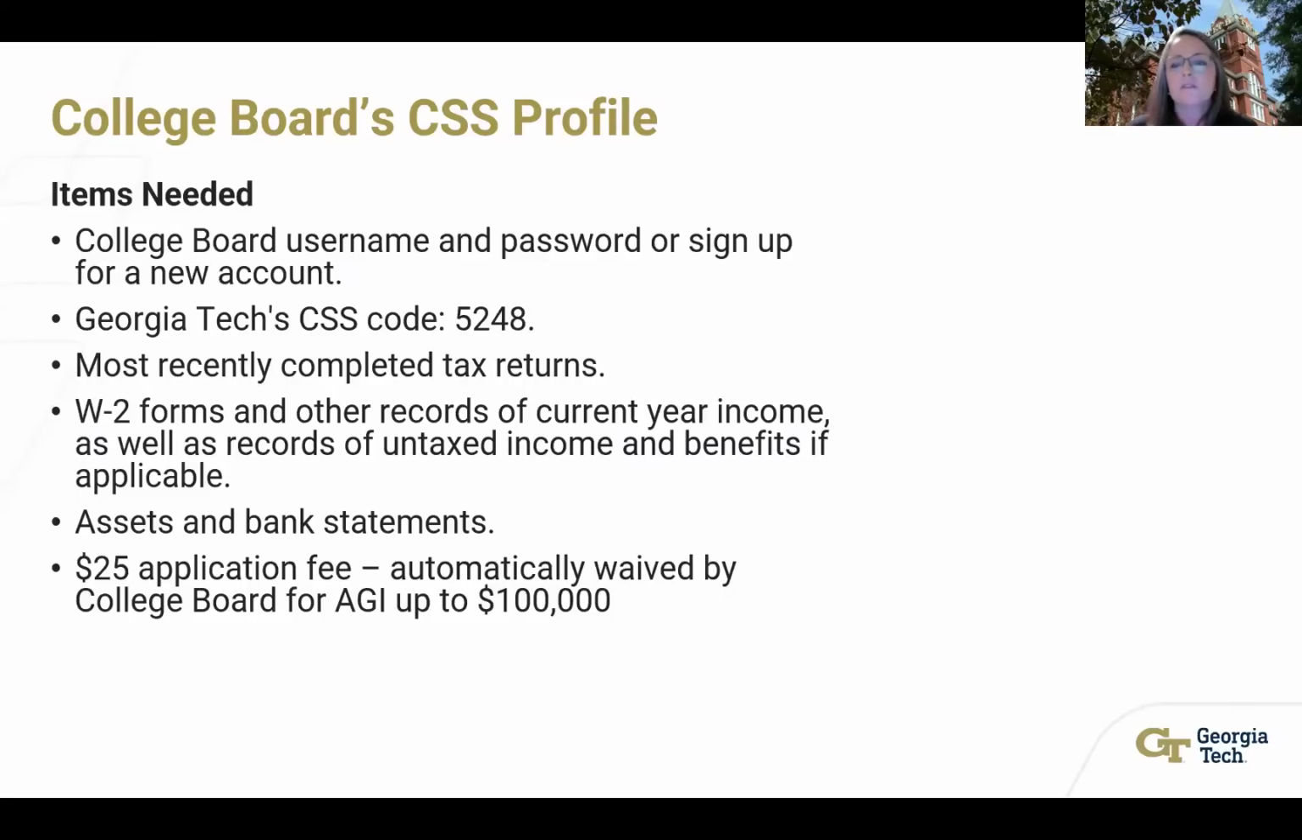There is a $25 application fee to submit the CSS profile, but that fee is automatically waived by the College Board for AGI, adjusted gross income, up to $100,000. So that's an automatic waiver if you qualify. It's not something that Georgia Tech can provide. It just happens automatically when you're submitting the application.